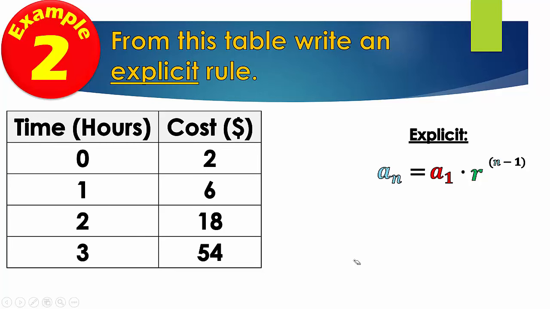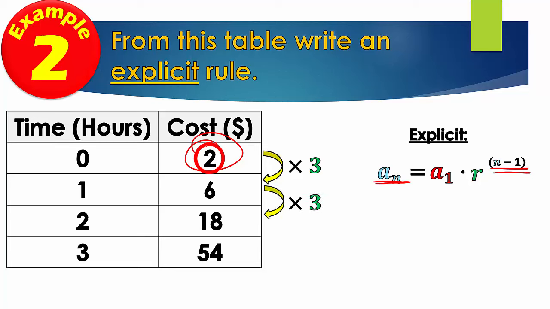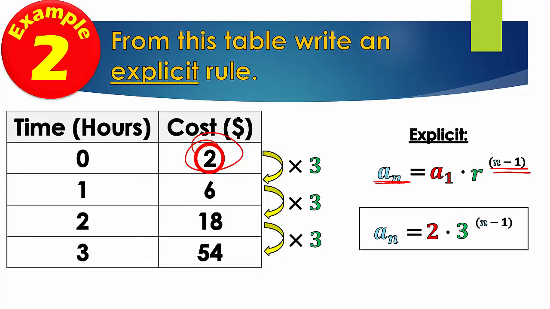Next example. So from this table, we want to write an explicit rule. So we need, again, this isn't going to change. This is staying the same. This is staying the same. So all we need to do is plug in whatever our first term is, which obviously would be this. So the value of our first term. And then what are we multiplying by each time? Well, if we look, we're multiplying by 3 each time to get that next number. So it's just going to be a sub n equals 2 this time, times 3, because that's what we're multiplying by, to the n minus 1.